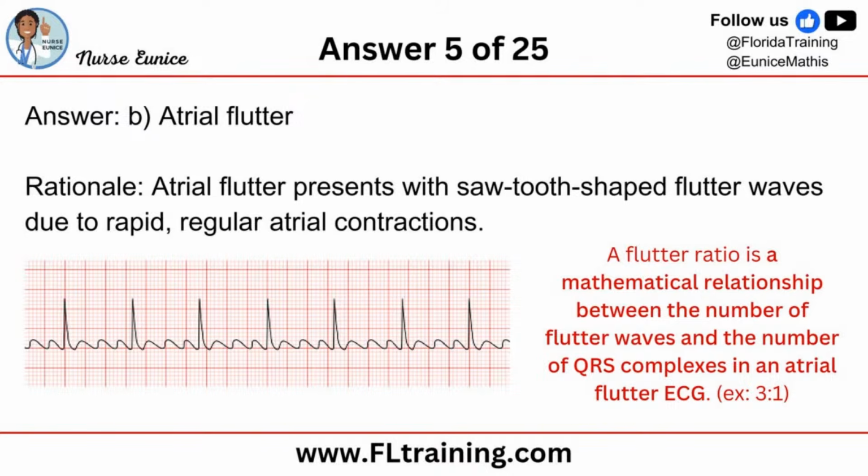So if you look at this and you were to count it, how many flutter waves, how many sawtooth shapes do you see before the QRS? Is it a 2-to-1 ratio or a 3-to-1 ratio? Go ahead and put it in the comment. So count them out. How many do you see before each QRS complex?